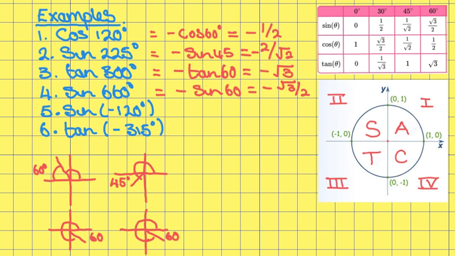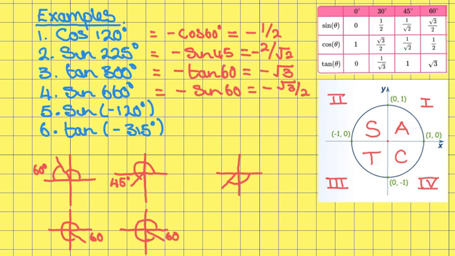Right, number 5, we want sine of minus 120 degrees. So we can go around anti-clockwise. If we draw a diagram, this time we're going clockwise, so we're going to go anti-clockwise. So 120 degrees is that angle there.